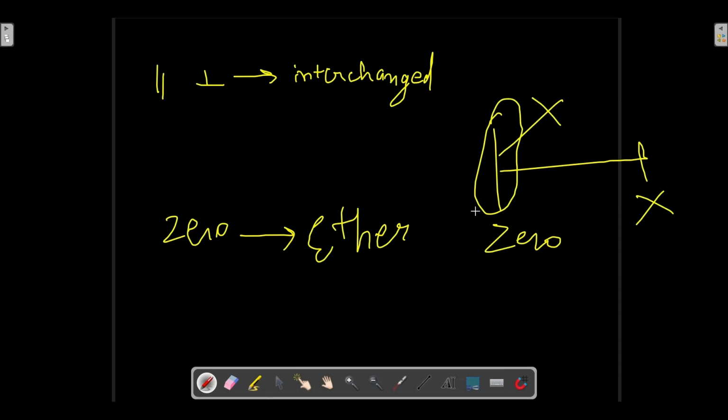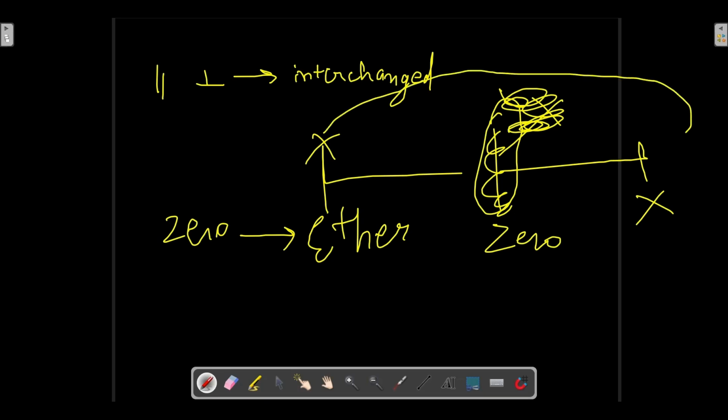We cannot determine it because we cannot go into an ethereal frame. But if we rotate the setup by 90 degrees, the fringe shift will be obtained in the opposite direction. Why? Because arms 1 and 2, that is the parallel and perpendicular arms, will be interchanged, and the time difference will come out exactly the same, but the interference pattern will shift in the opposite direction.